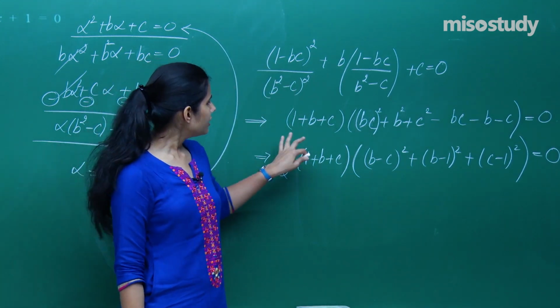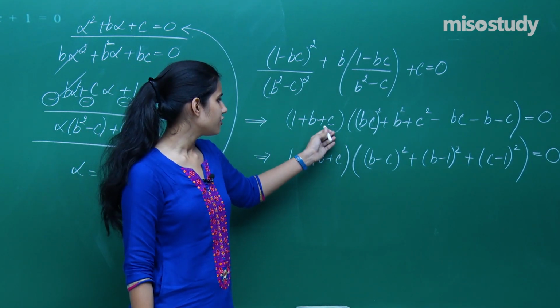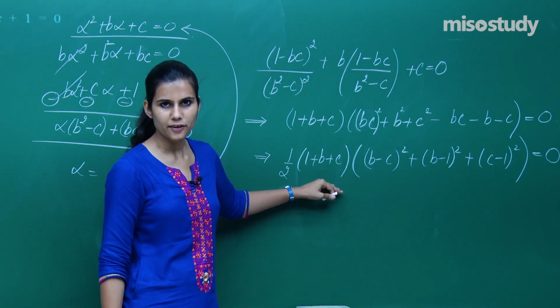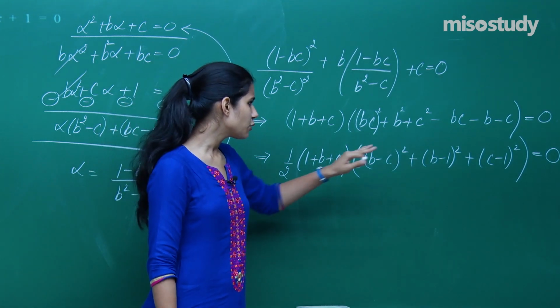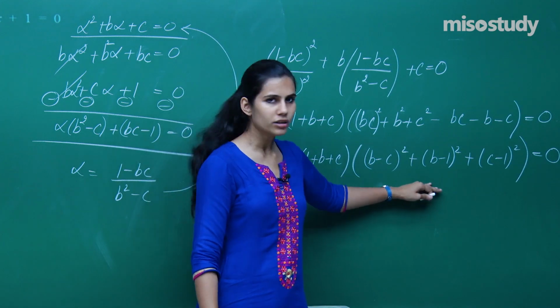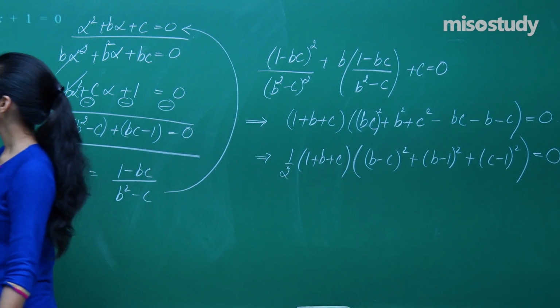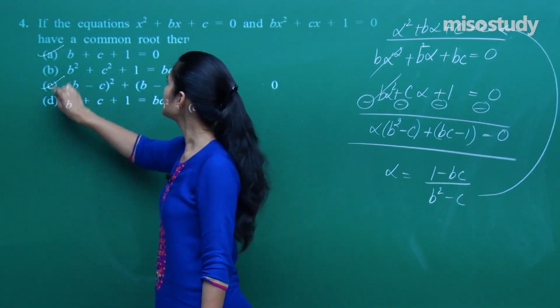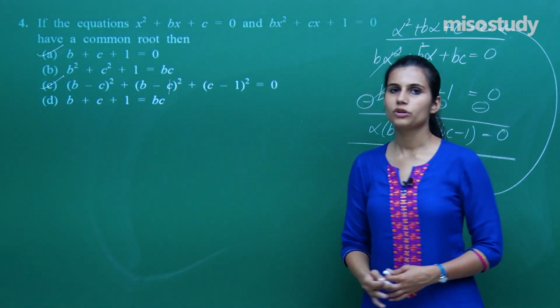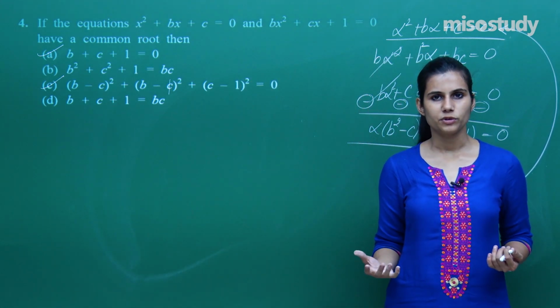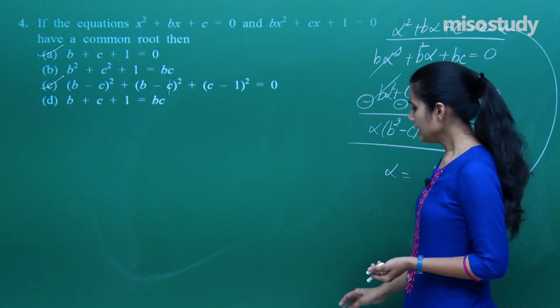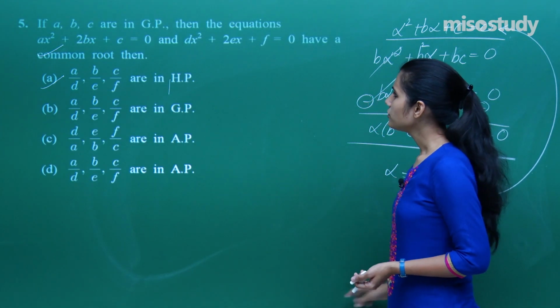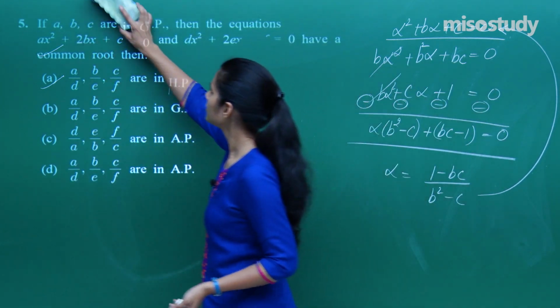Okay. So here when you get this on simplification, you can just modify it into this, and therefore this is going to imply that for this equation to be equal to 0, either this is 0 or this is 0, which eventually is going to give you your answer. So it is these conditions which are going to imply having these two quadratic equations to have a common root. Now when I move ahead with the next question, we have A, B, C are in GP.